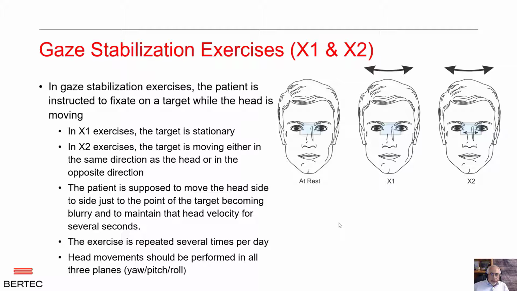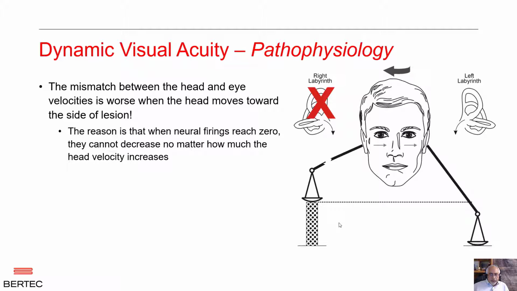In the X2 exercises, the patient usually holds the card at arm's length and moves it either in the same direction with the head or in the opposite direction of it. The head movements are usually prescribed for both horizontal and vertical planes, and on rare occasions, movements in the roll plane are also included. Knowing at what head velocity the patient should start the exercises can help with a more optimal course of recovery. I will talk about the gaze stabilization test that can help the therapist with knowing the starting head velocity for exercises. Back to physiology.